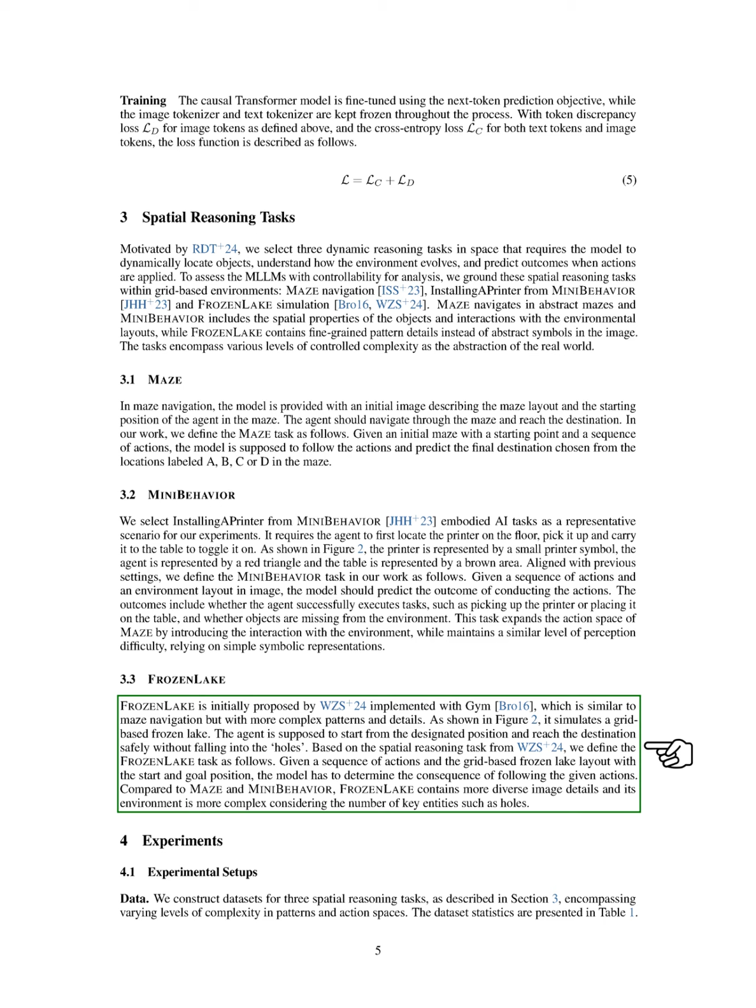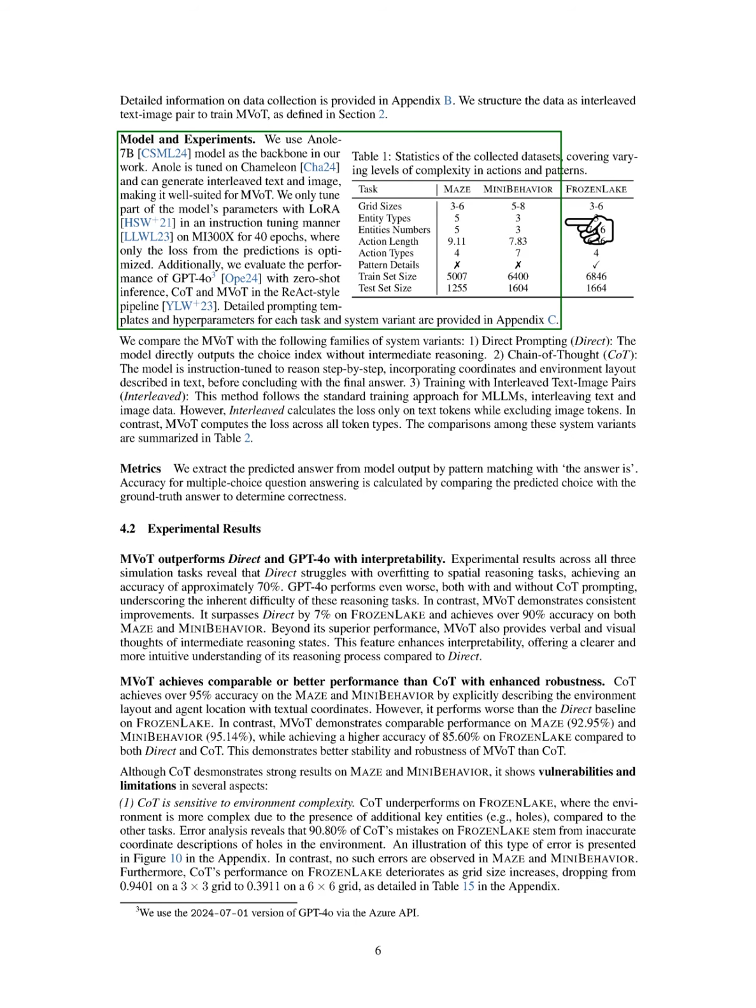We structure the data as interleaved text-image pairs to train our model, MVoT. We use the MLLM model as our backbone, which is well suited for generating interleaved text and image data. We tune part of the model's parameters using LoRA on MI300X for 40 epochs, focusing on optimizing the prediction loss.